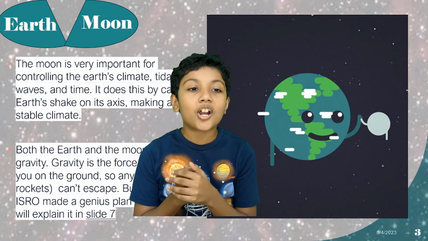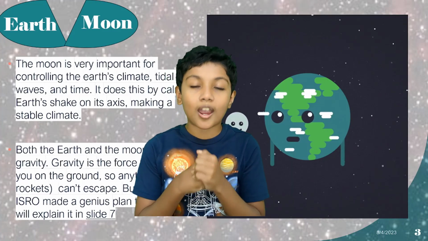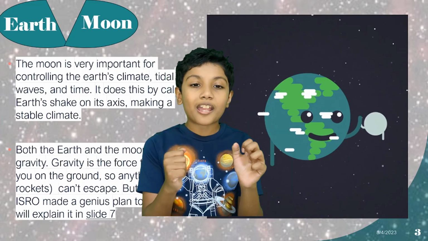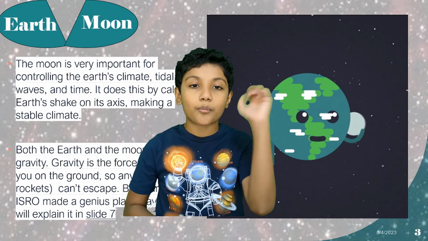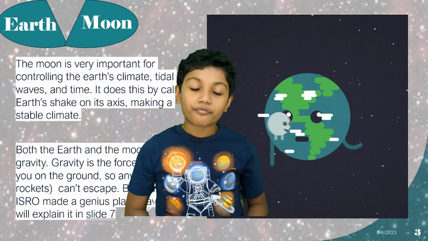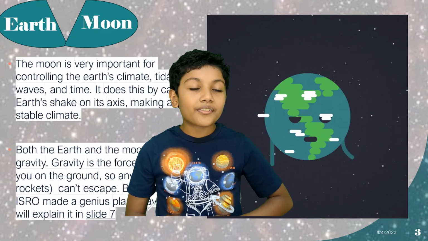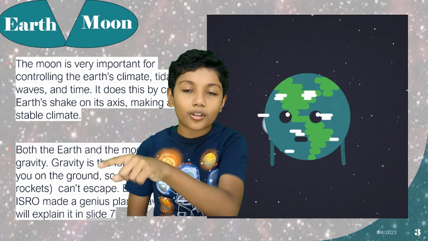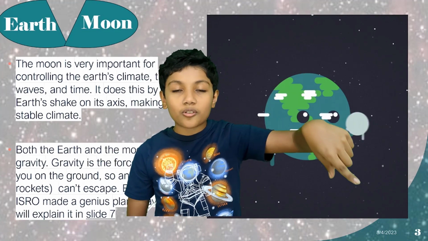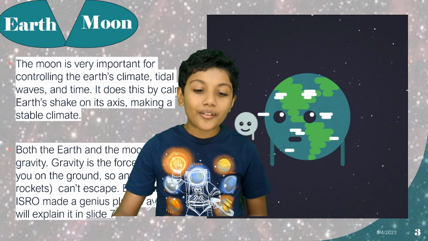And ISRO used the gravity of both the Earth and the Moon to make the rocket go round, round, round, and to the moon. But I'll talk about that later.